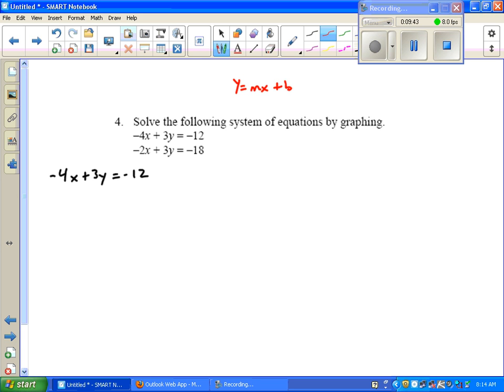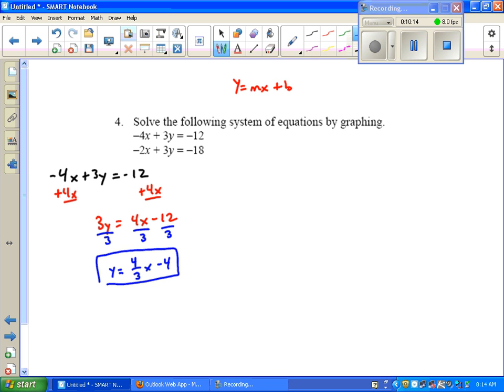So move negative 4x over by adding 4x. If you do it on the left, make sure you add 4x on the right. That leaves you with positive 3y on the left equals positive 4x minus 12 on the right. Get rid of 3 times something by dividing by 3. If you do it on the left, make sure you divide everything on the right. y equals 4 over 3 x minus 4. That's in mx plus b form. We're going to use that to graph because its m value is 4 over 3 and its b value is negative 4.